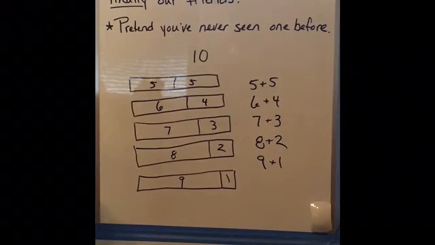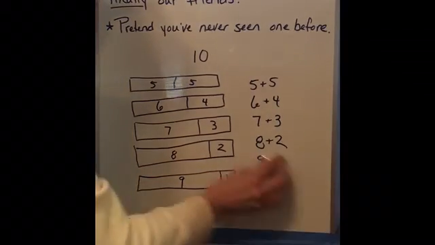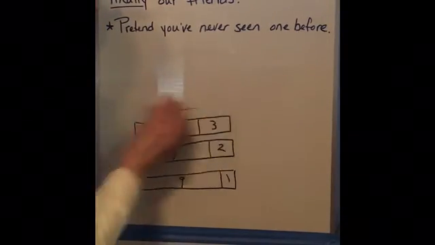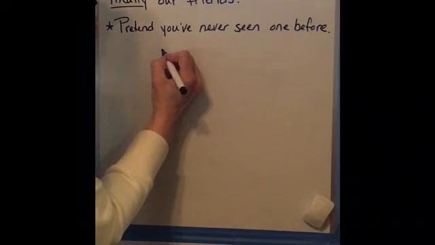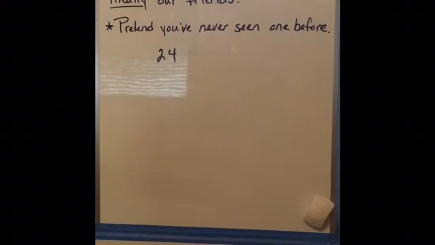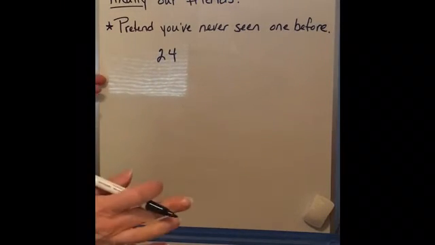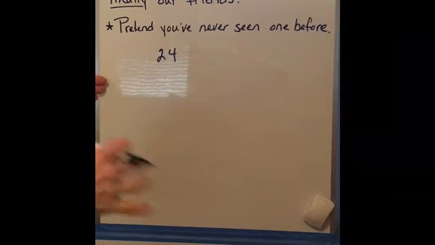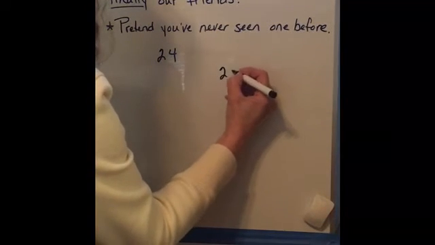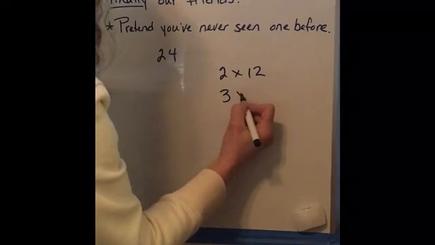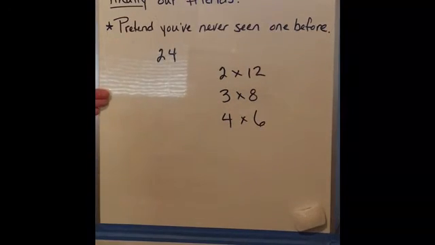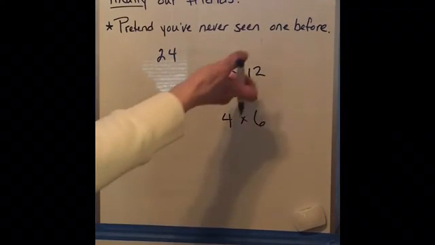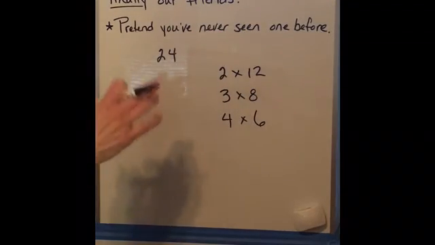Next, we're going to take a look at a tape diagram for multiplication. We're going to switch from 10 to 24. And then we're going to think about the factors of 24. I'm not going to do 1 times 24 because I don't feel like making that many boxes. But we could do 2 times 12. Four times 6. And obviously, because they're fact families, we could do 12 times 2, 8 times 3, 6 times 4.